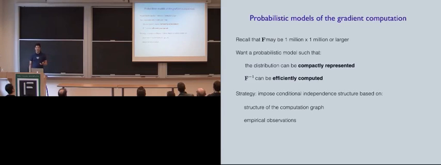And so the strategy that I'll adopt is to impose conditional independence structure based on two things. First, the structure of the computation graph, the graph of which quantities are computed as a function of which other quantities, and also empirical observations about the distribution of derivatives. And so we can make use of what we already know about probabilistic graphical models.